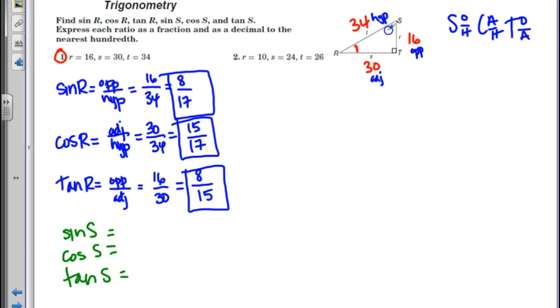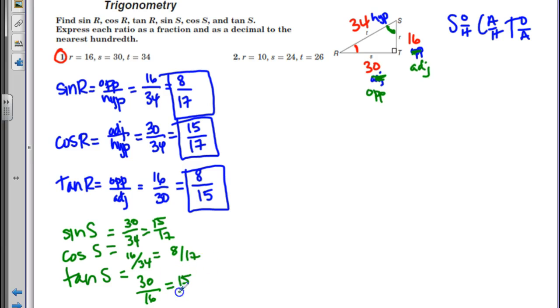All right, now that you're back, we're going from this angle. So now this is opposite and this is adjacent. Everything else is the same. So for sine, you should have 30/34 or 15/17. For cosine, you should have 16/34 or 8/17. And for tangent, you should have 30/16 or 15/8. And maybe you notice those are the reciprocals from here. That's because we're going from the other angle, and you're exactly right.